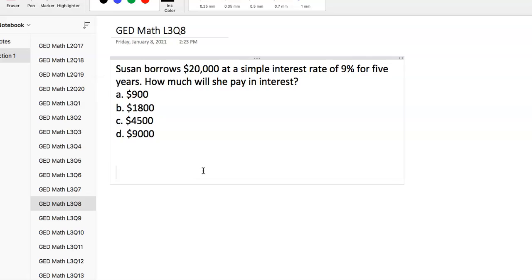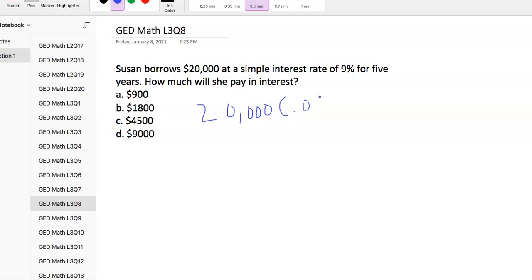Okay, Susan borrows $20,000 at a simple interest rate of 9% for 5 years. How much will she pay in interest? Okay, so sometimes this wording can be a little confusing, right? And then it kind of sounds like it's 20,000 just times 9% once, and that will always be an answer choice, right? So I have 20,000. I'm going to multiply it by 0.09, and that results in $1,800.